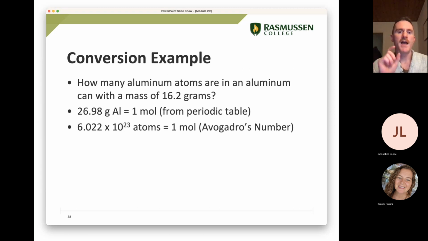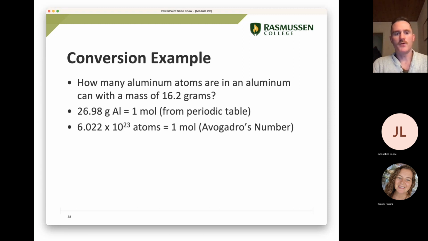This should tip you off. How many atoms are in a can with a mass of 16.2 grams? You're going to go from grams to number of atoms, or from number of atoms to grams. You're not going to the mole, but the mole still is the connection between these two things. So if you look at the periodic table, you see there's 26.98 grams of aluminum in 1 mole of aluminum. Again, you just look at the periodic table for aluminum, see that the atomic weight is 26.98 AMUs, and that tells you it's 26.98 grams of aluminum in 1 mole.